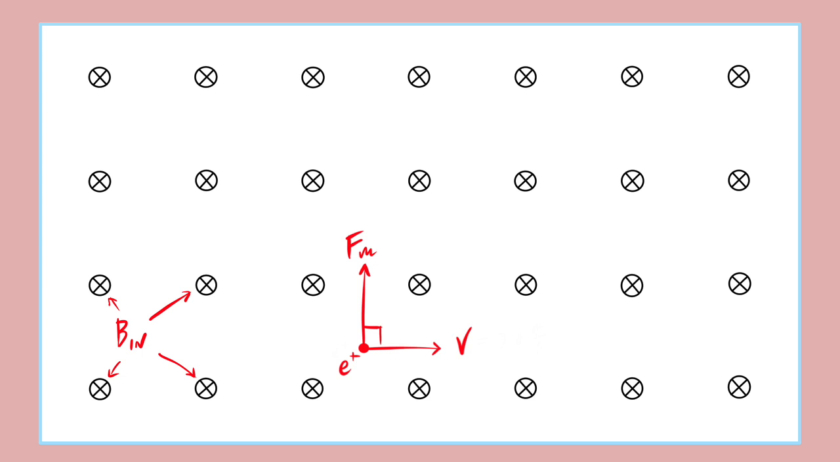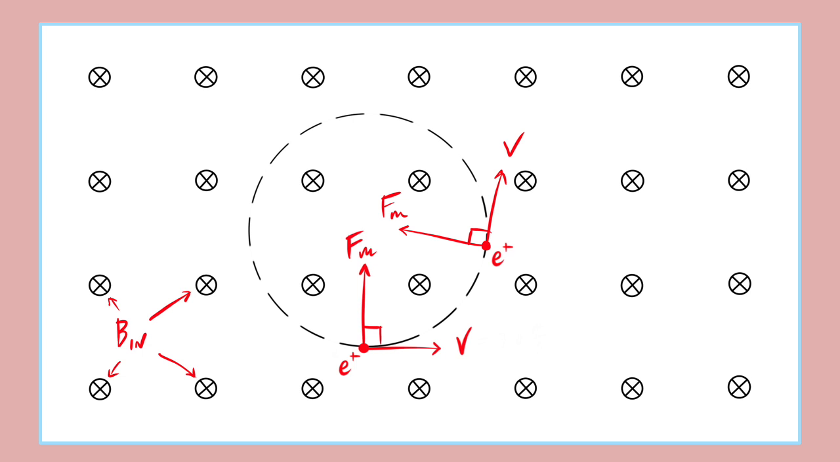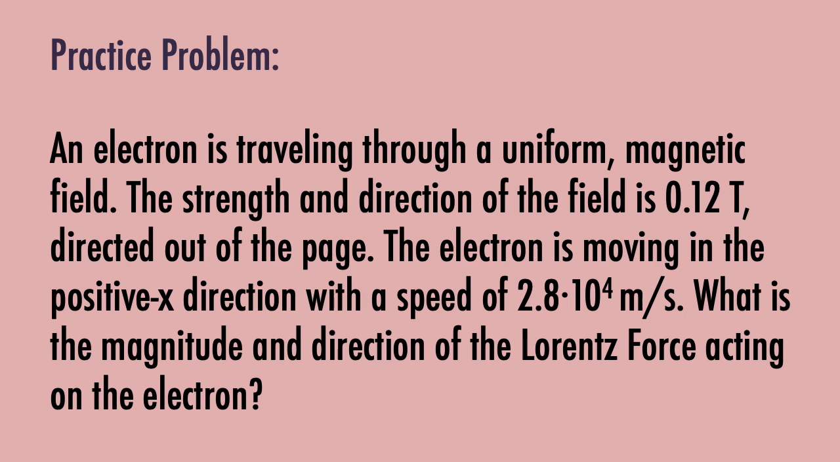So what effect is that going to have on the particle? Well, anytime a force is continually applied perpendicular to the motion of an object, that object will turn and actually move in uniform circular motion. So believe it or not, this proton would simply travel along a circular path forever and ever, assuming the conditions stayed constant. Next, let's look at a practice problem. Please pause the video and read the prompt.